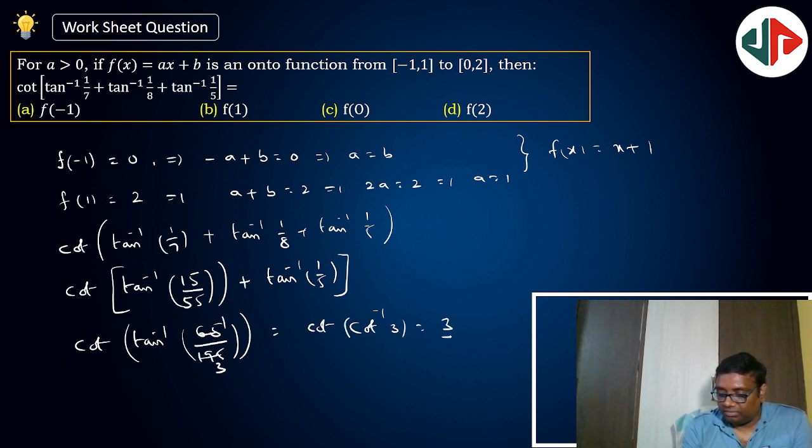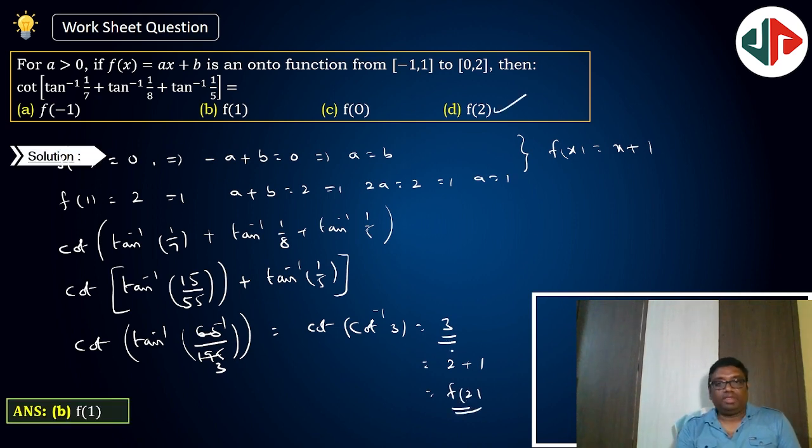Your answer is this, but the option is not like this. So which value will exist here? If I write this value as 2 plus 1, we can read it as f of 2. See, the 3 value we got, we can read as 2 plus 1. So here f of 2 only will exist. Let us note down the f of 2 value.